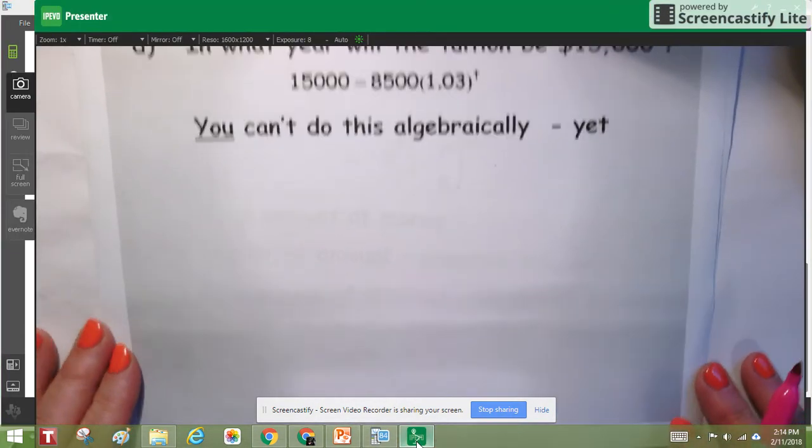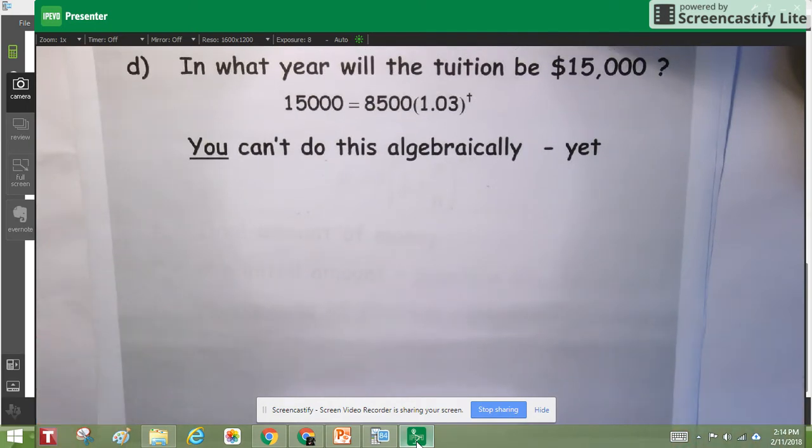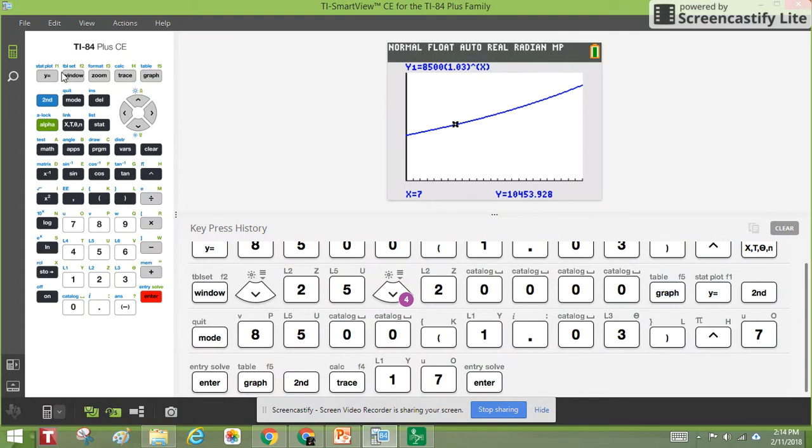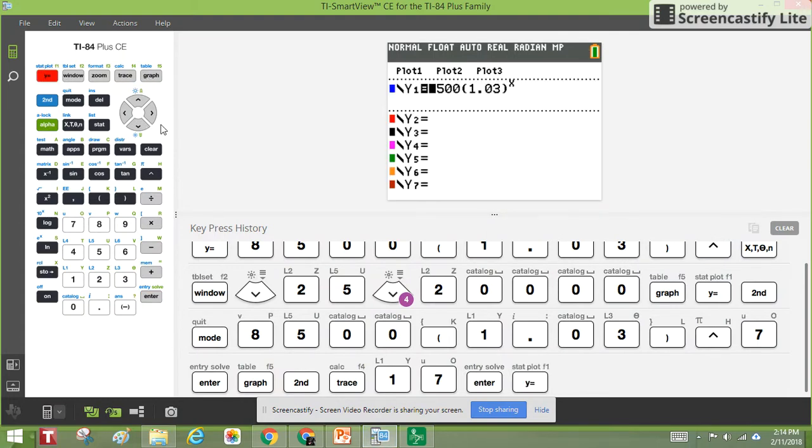Another question could be, in what year will the tuition be $15,000? So now what they're doing is giving you a y and asking you to solve for a t. Right now we can't do this algebraically, but that's really what this whole chapter is about, solving for variables that are exponents, but we haven't gotten there quite yet. So the way that you would want to do this one is to go again back to your graphing calculator. In your y editor, you could put that 15,000 in y2.